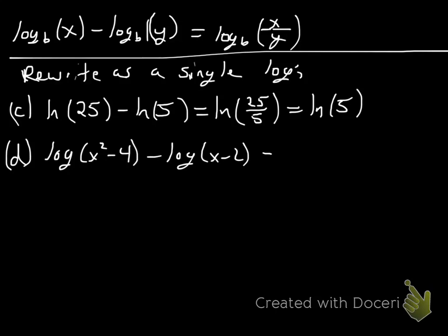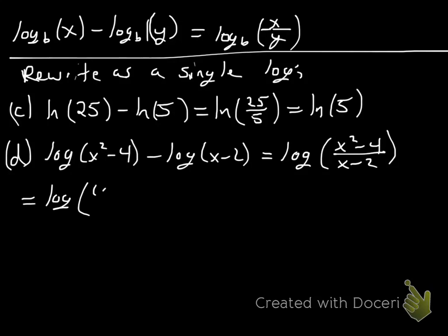So we have log of x squared minus 4 minus log of x minus 2. The base of the log is 10 in both cases, so we can go ahead and use the quotient rule. And we can write it as log of x squared minus 4 over x minus 2. And then again, we can't forget anything, so we're going to go ahead and factor and reduce. X squared minus 4 is a difference of squares, so it'll factor into x minus 2 and x plus 2.